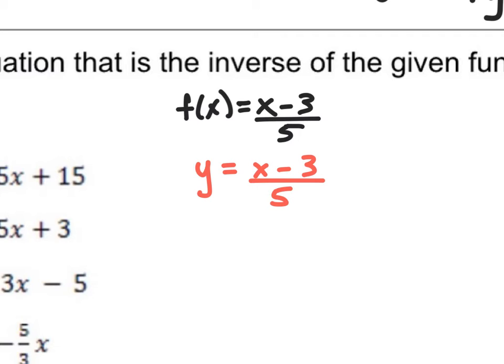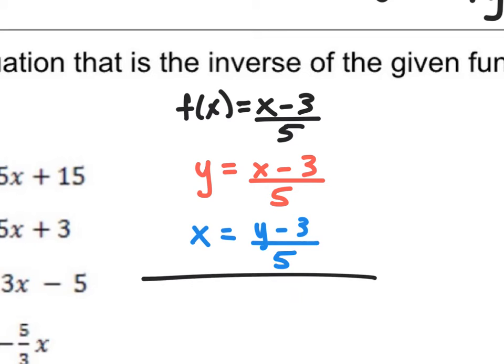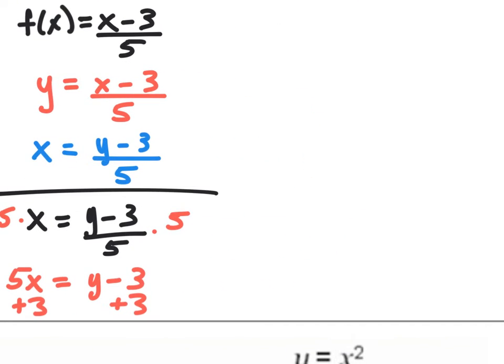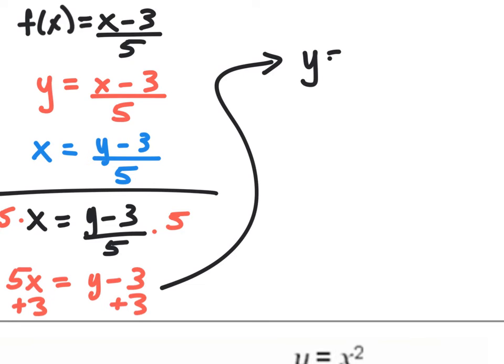Then I switch my x and y values. So I write x is equal to y minus 3 all over 5. Then I'm going to solve this for y. Let me rewrite this: x is equal to y minus 3 all over 5. If I multiply both sides by 5, I end up getting 5x is equal to y minus 3. Then I'm going to add 3 to both sides. As a result, y is equal to 5x plus 3.